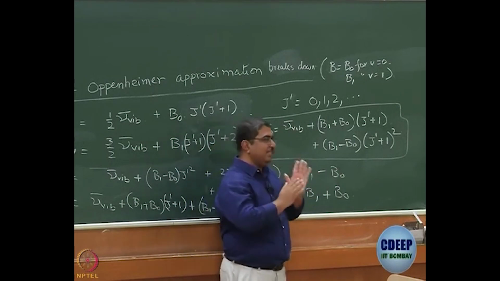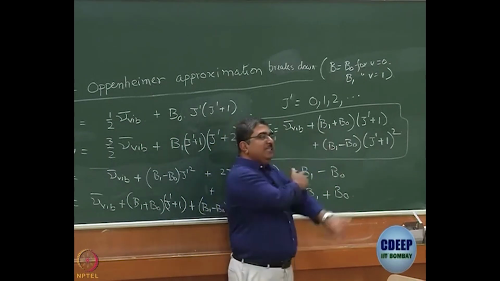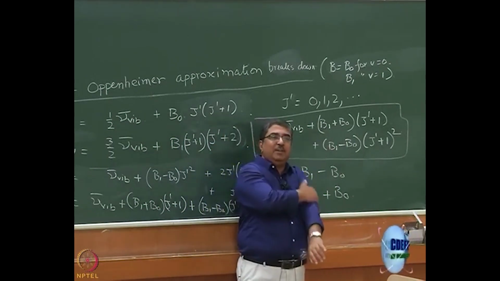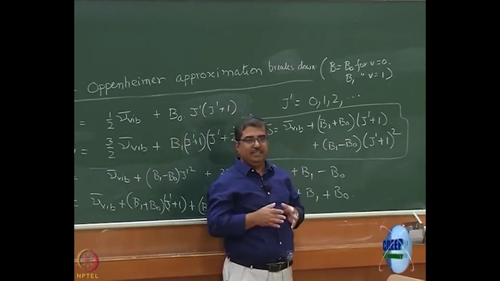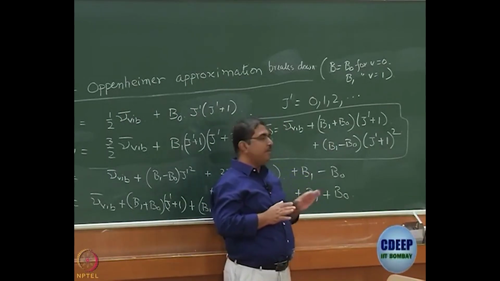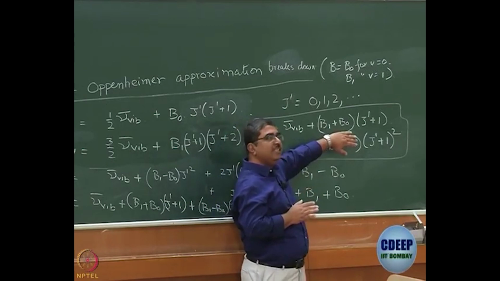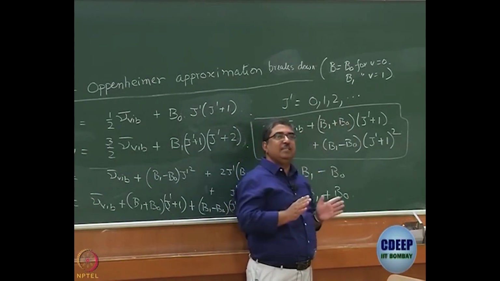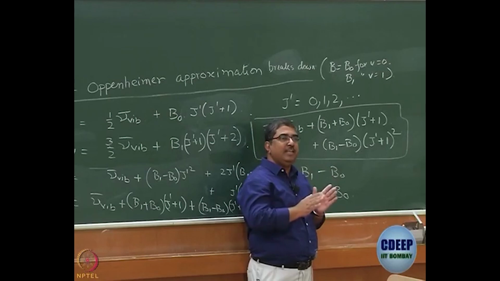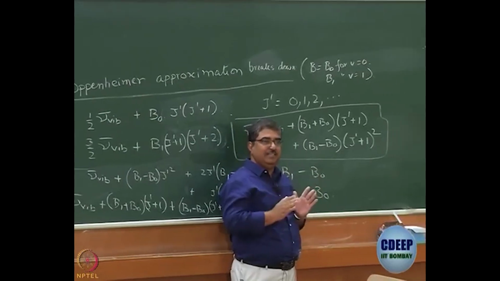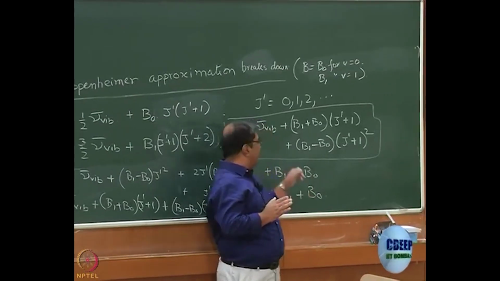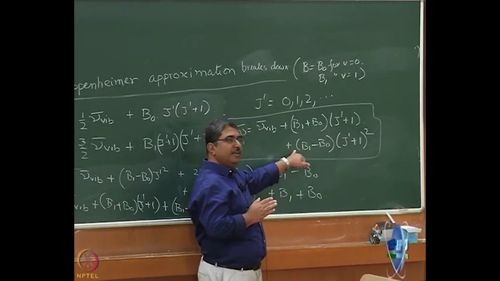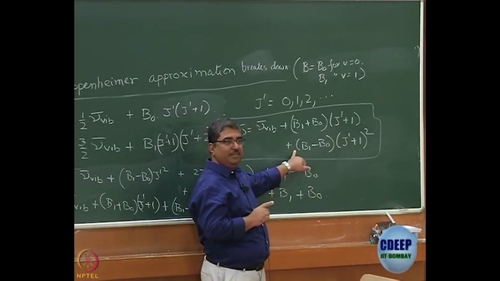What I am trying to say is this: B1 and B0, you told me, are close to each other. B1 is B0 plus some delta B. Okay? So, this first term, if we consider B1 equal to B0, gives me exactly the same expression as what I could get if the Born-Oppenheimer approximation held. This one is the correction term.